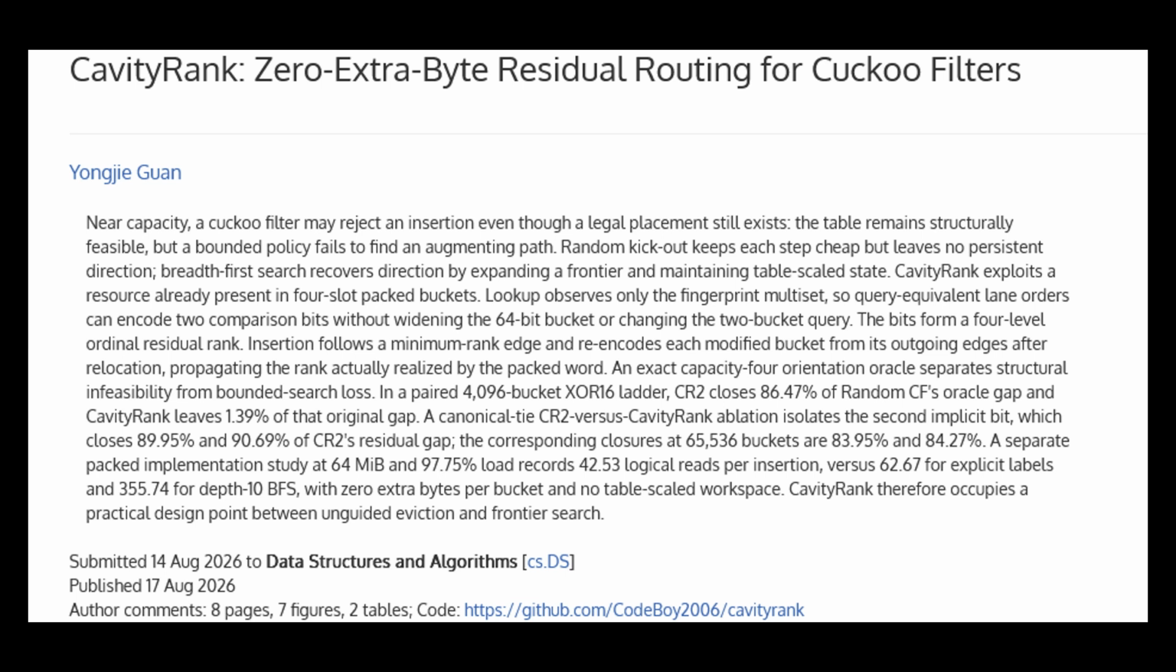CavityRank, a smarter way to insert items into Cuckoo filters. The problem with traditional Cuckoo filters.